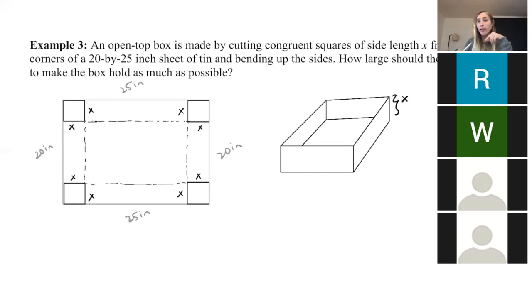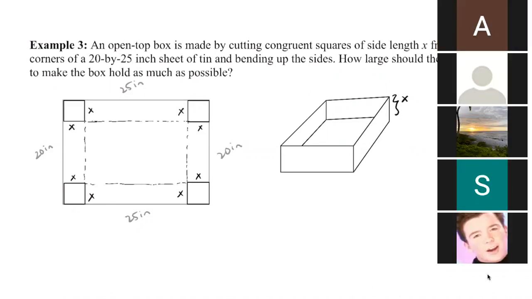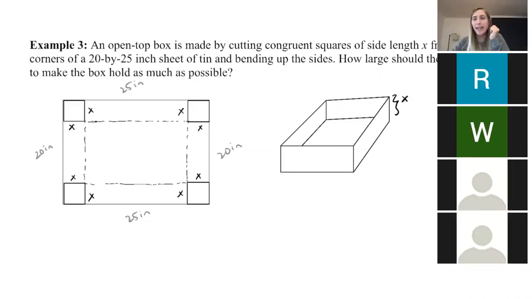So we've cut the squares out of the corners, and we've folded up the sides. The height of the box will be x, the same as the side length of each of those squares that we cut out. What would the length of the box be, which would be the longer side? Is anything popping into anyone's head? It's okay if it's not correct.